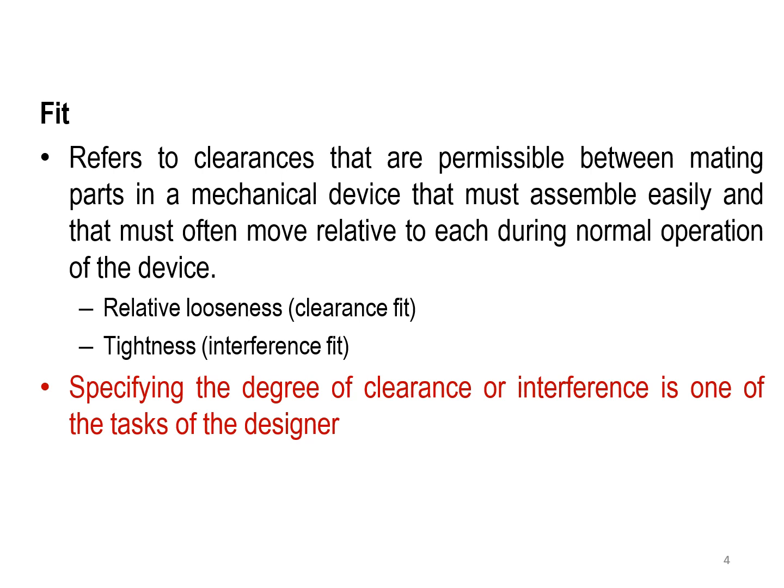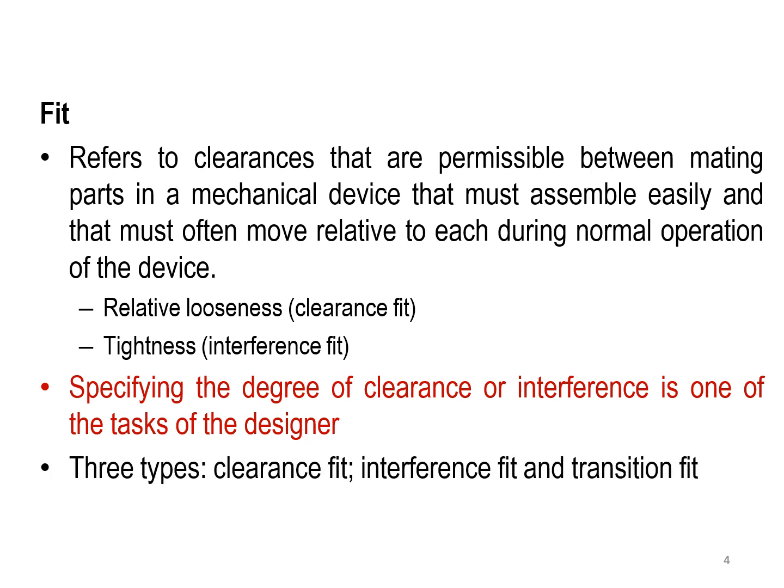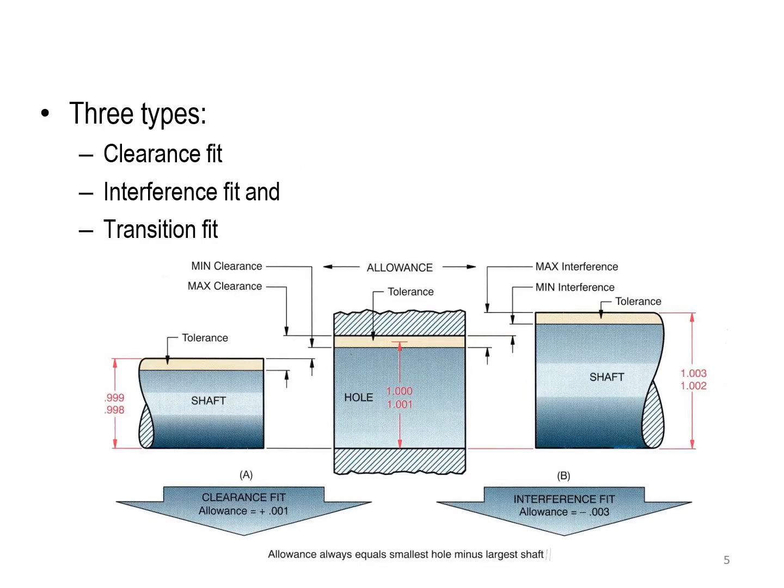Specifying the degree of the clearance or the interference is one of the tasks of the designer. The three types of fit, once again, are the clearance fit, the interference fit, and the transition fit. You can tell that from the diagram we have here. The shaft is going to have a maximum and minimum diameter as shown here, and this will be the value for the tolerance. Now we have the hole. Between the shaft and the hole, we have a clearance fit, where the allowance is positive 0.01 inch.